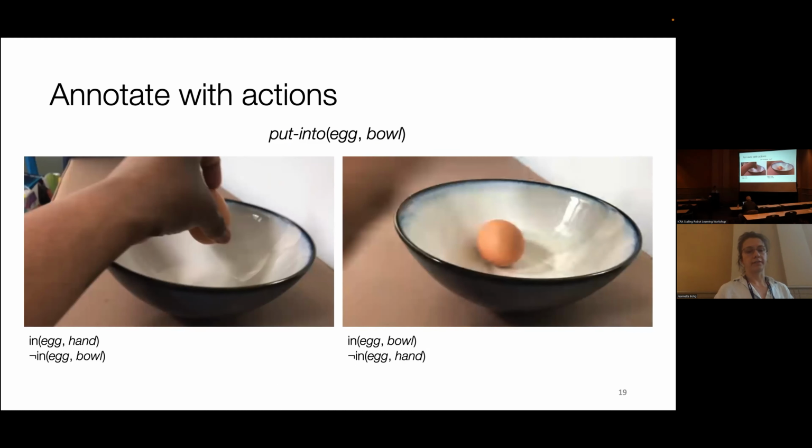So for example, with this action, put an egg into the bowl, we know that before the action is performed, the egg has to be in the hand and the egg won't be in the bowl. And after the action is performed, the egg will be in the bowl and no longer in the hand. So just by knowing what action was performed in the video, we can automatically label the video frames with these 4 predicates.